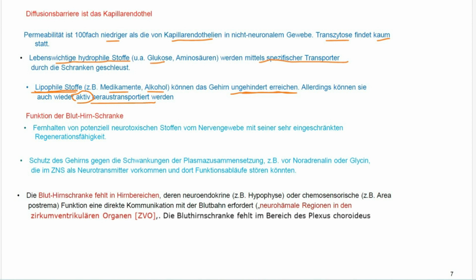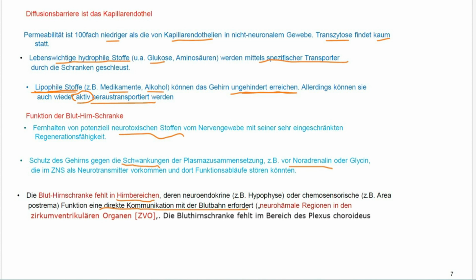And what's the purpose? Through this, the brain can be protected from neurotoxins and furthermore from fluctuations in the plasma composition, for example, those of noradrenaline or glycine. But the blood-brain barrier doesn't apply to brain areas that require direct communication with the blood, such as neuroendocrine areas, for example the hypophysis, or chemosensory areas, for example the area postrema. In summary, where areas need direct communication with blood, there is no blood-brain barrier.